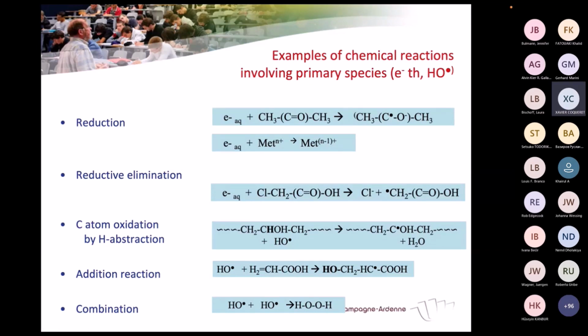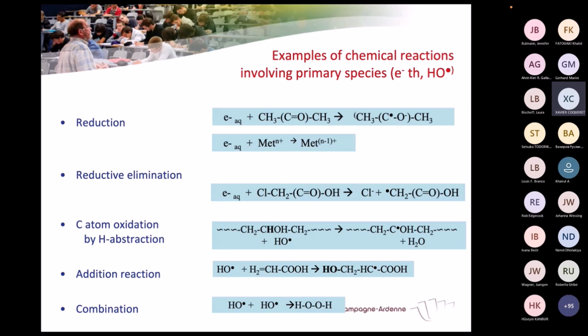If we have some halogenated compounds like chloroacetic acid, the reaction with the solvated electron will induce the reductive elimination of a chlorine anion together with a free radical, so that can be used to sensitize, for example, some polymerization processes by halogenated acids. Then we come to effects due to the hydroxyl radical.